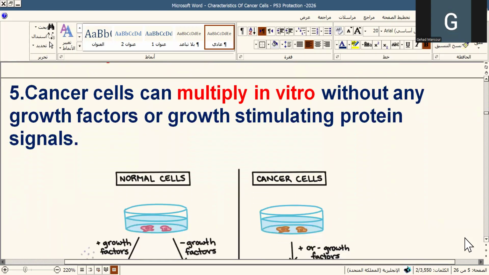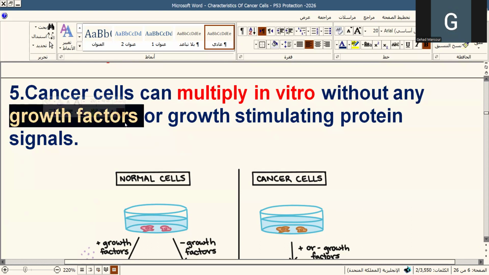Another property of the cancer cells, because they have an uncontrollable cell division, is that they can multiply in vitro. And by in vitro, I mean outside a living cell, for example, in a Petri dish or in the lab. They can multiply in vitro without growth factors. The growth factors are proteins that stimulate cell division. So in vivo, or in the living cells, the normal cells need the presence of this very important protein.